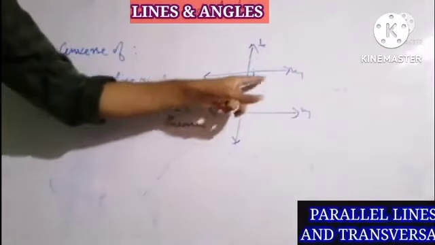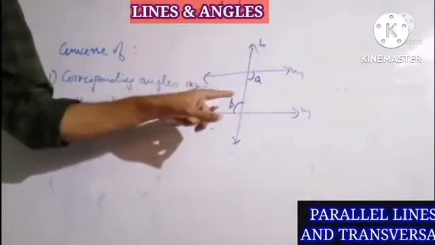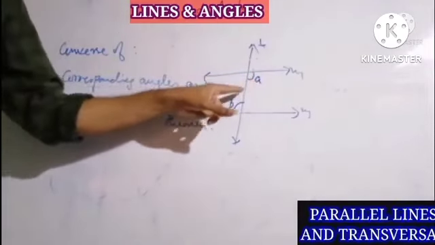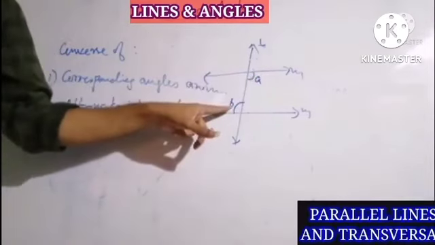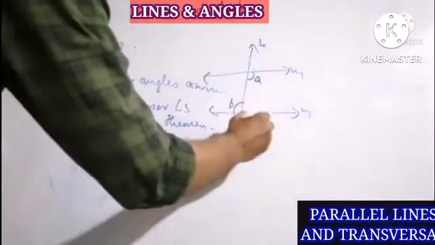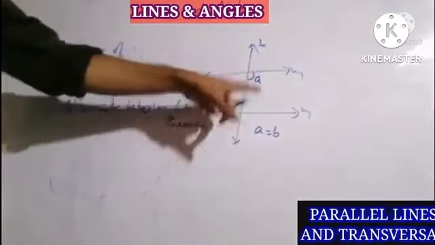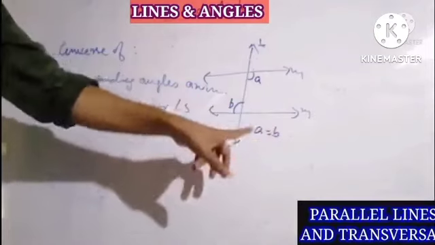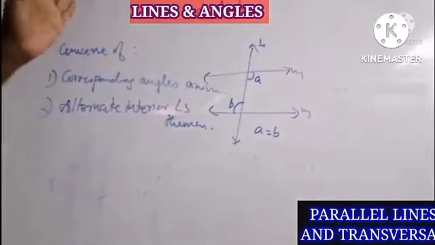These two angles are equal, and here A and B are equal. What are A and B? A and B are interior angles. Which type of interior angles? Alternate interior angles. And given A equal to B. This is given. A equal to B. And what type of angles are A and B? A and B are alternate interior angles.